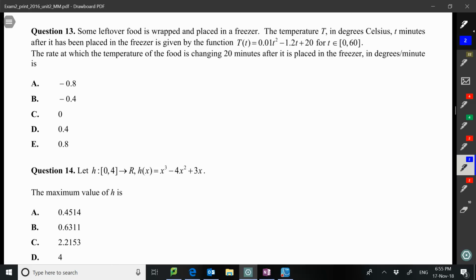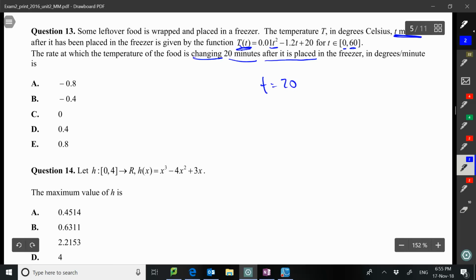Anyways, here we go. Some leftover food is wrapped and placed in a freezer. The temperature T in degrees Celsius, t minutes, so that's a key word, t minutes after it has been placed in the freezer is given by this. So this is the temperature, t is the time, in minutes from 0 to 60, so it's over 1 hour. The rate at which, we don't do rates anymore, so you can ignore this question if you don't know it, but for those who are interested, the rate at which the temperature of the food is changing 20 minutes after it is placed. So when t equals 20, what is the rate? To find the rate, it's just the derivative, T dash of t, d temperature by d time. So find the derivative and sub 20 in.